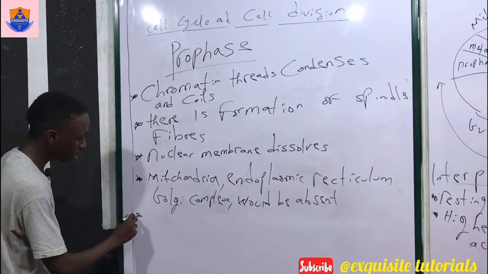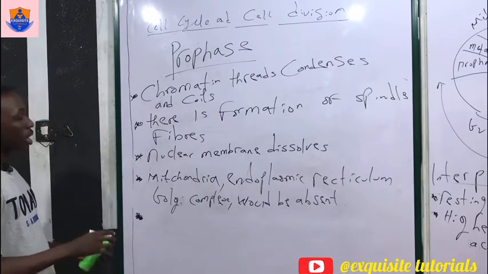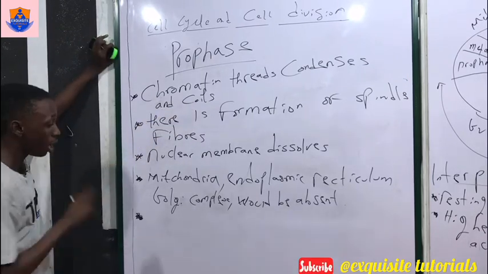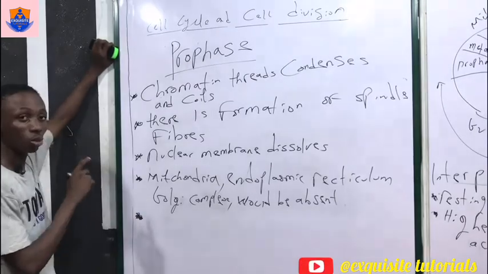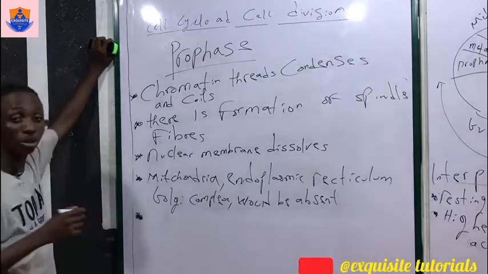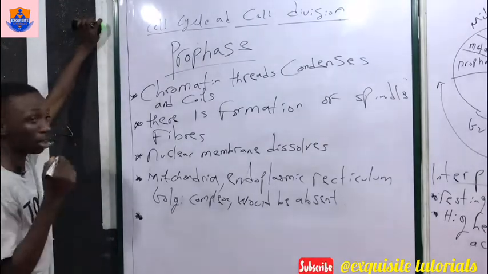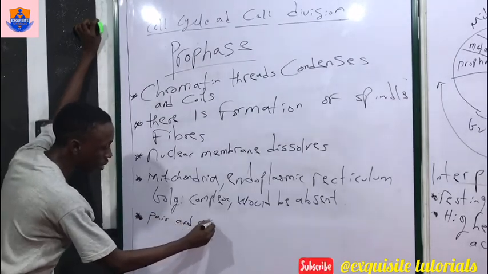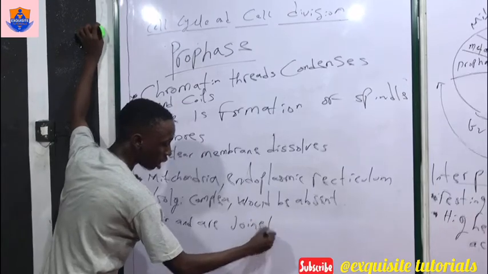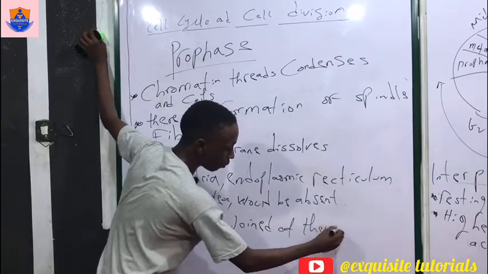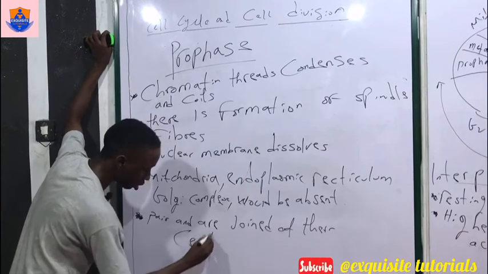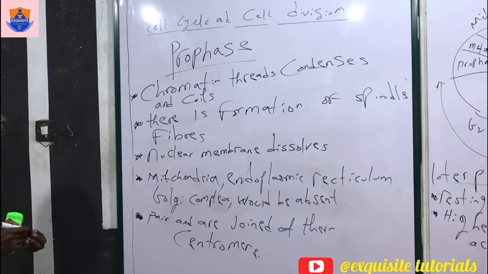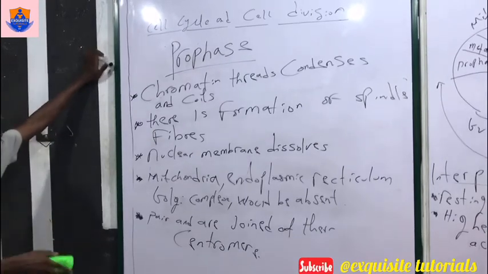Now, at prophase stage 2, the chromatin thread condenses and coils into thicker chromosomes. And the other thing you should know is that these chromosomes pair up and become joined together at their centromere. So basically, these are what happens during the prophase stage of mitosis.